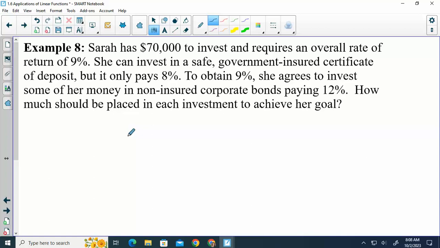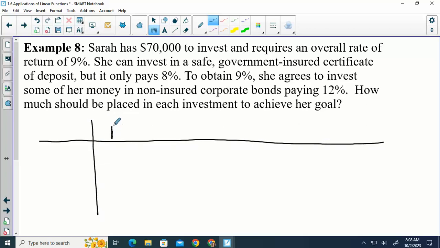Alright, so you might see the reason that I said we're still going to use the table is there's a lot of information here. I'm talking about multiple percentages. We have to have some way of kind of keeping our information straight. So that's where the table can be super helpful. So across the top, we have principal times rate times time equals interest.